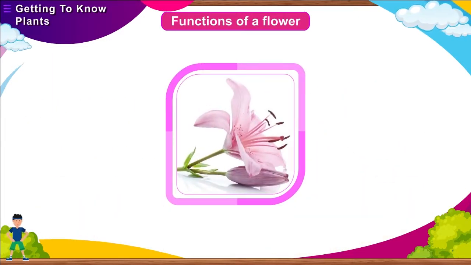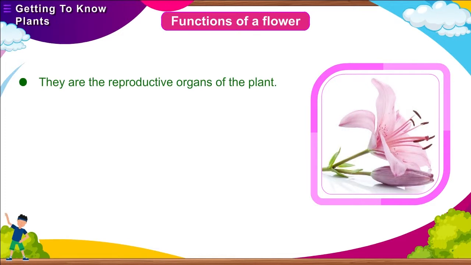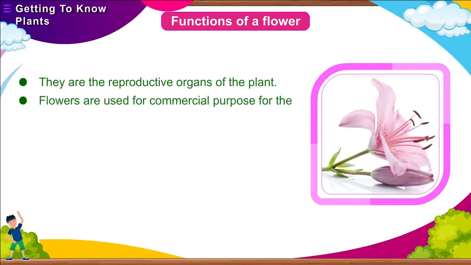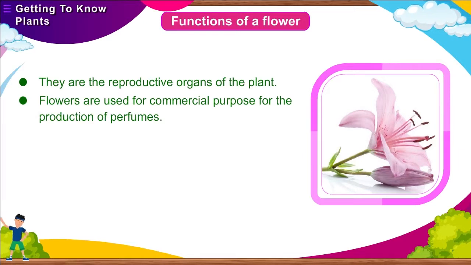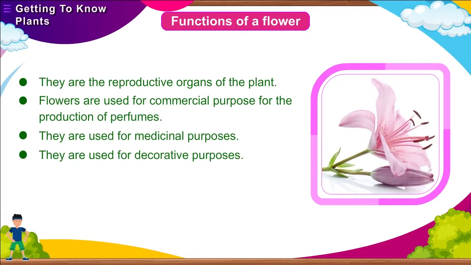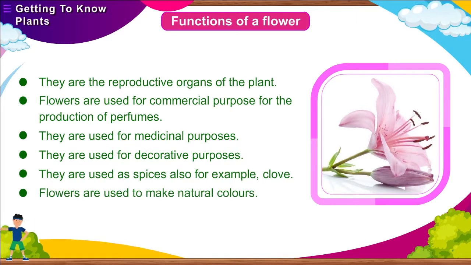Functions of a flower. Apart from being attractive, the flower performs a number of functions which are listed here. They are the reproductive organs of the plant. Flowers are used for commercial purpose, for the production of perfumes. They are used for medicinal purposes. They are used for decorative purposes. They are used as spices also, for example, clove. Flowers are used to make natural colors.